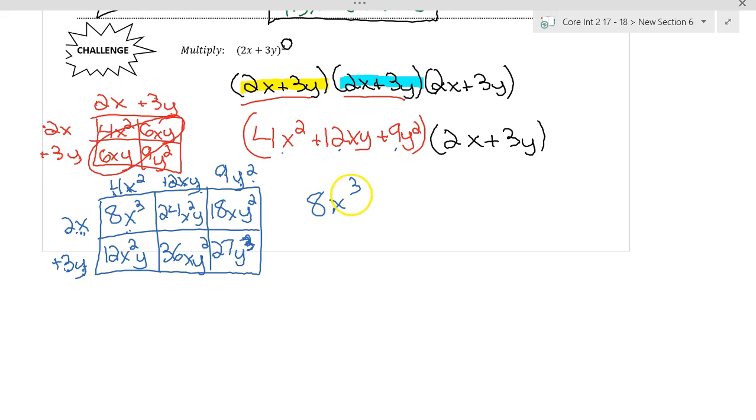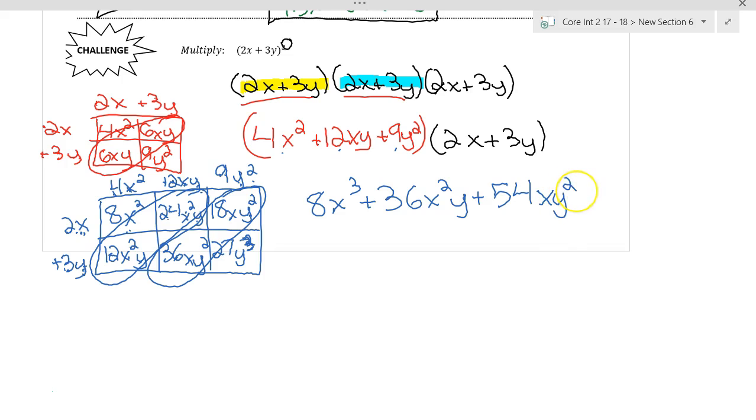I have 8x cubed. I can circle this diagonal, x squared y. 24 plus 12 is 36x squared y. xy squared, xy squared. 36 plus 18 is 54xy squared, and then I have plus 27y cubed.